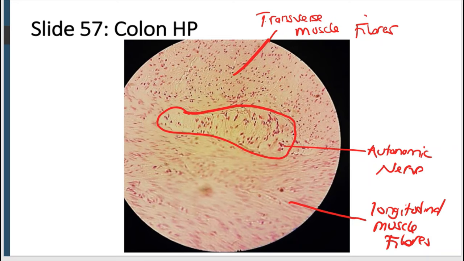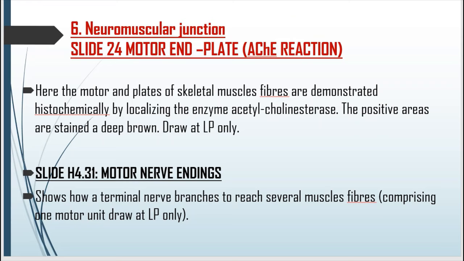nerve ganglion. Nerve ganglia. So these ones here are your cell bodies. Those are the cell bodies that are in the ganglia. I thought it would be very important for me to label this structure because it's not very clear. So that's the orientation for the colon.